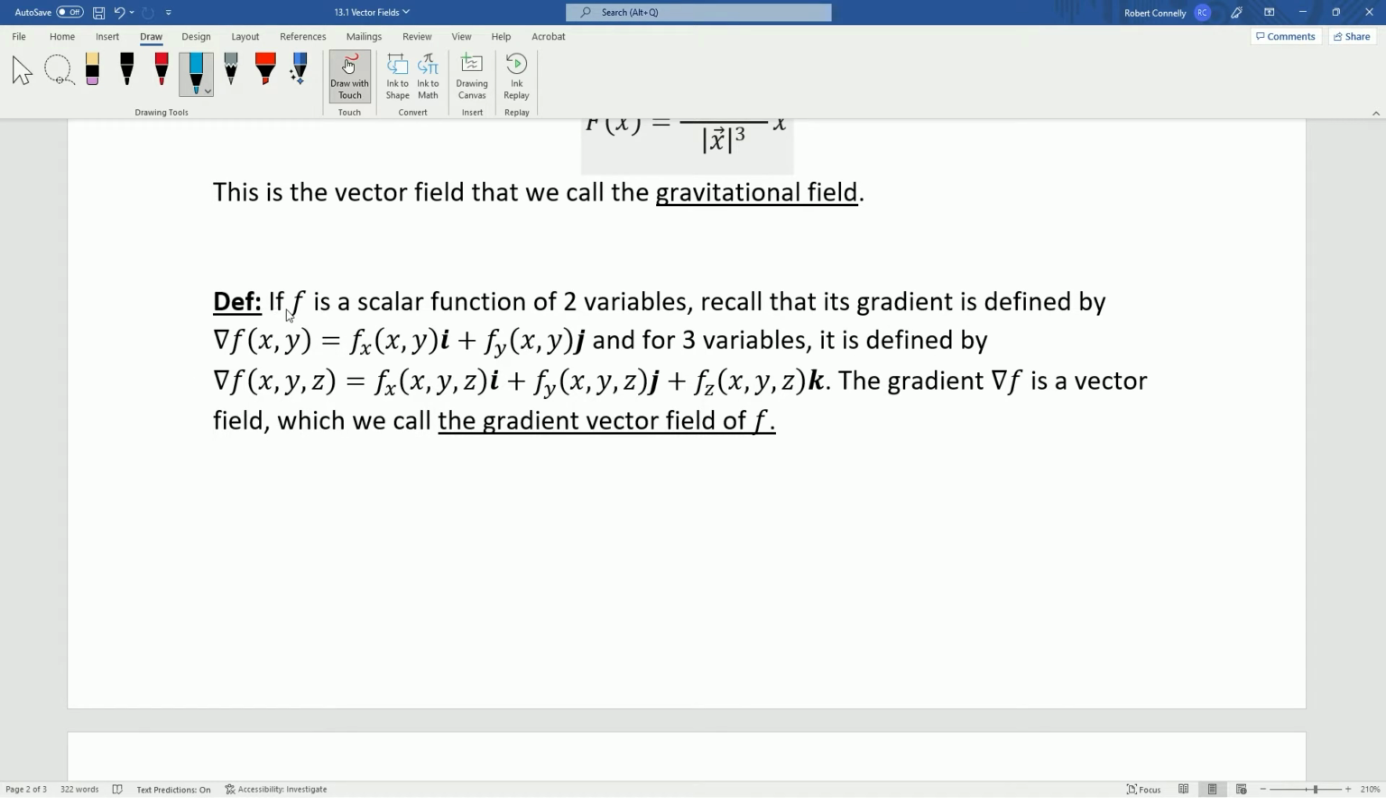All right, so definition. If f is a scalar function of two variables, recall that its gradient is defined by the gradient of f of xy equals the partial derivative with respect to x times i plus the partial derivative with respect to y times j. And for three variables, it's defined the same way, except we extend with the third coordinate, the partial derivative with respect to z times k. The gradient of f is a vector field, and we call it the gradient vector field of f.